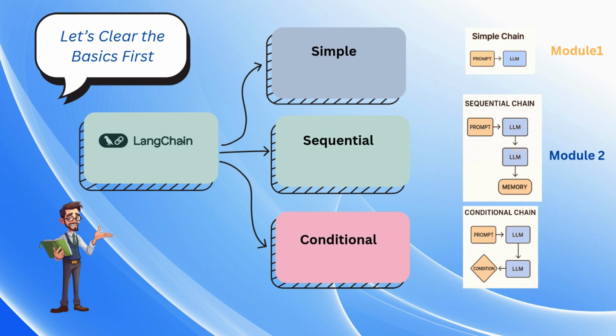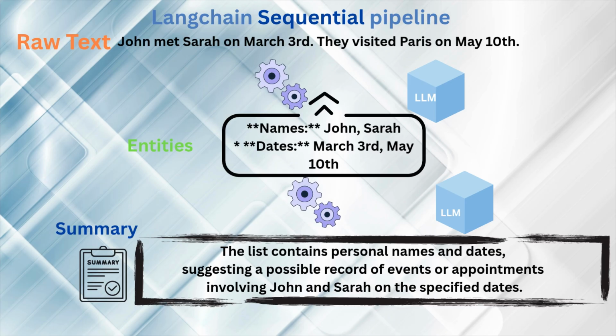There are three primary types of chains in LangChain. Simple chain, which takes one prompt, one LLM call. Sequential chain, where the output of one becomes input to the next. Conditional chain, like an if-else for LLMs. In this video, we are going to focus on the sequential chain.